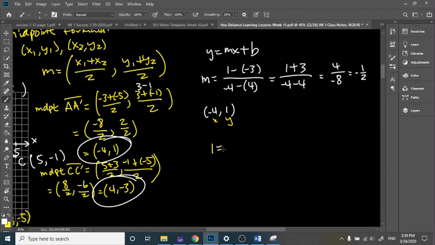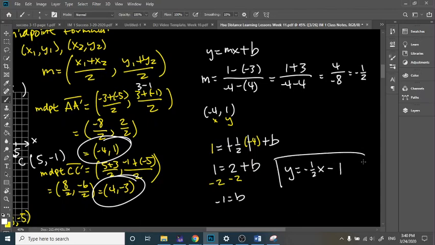So you have 1 equals m is -1/2, x is -4, plus b. Okay, so 1 equals -1/2 times -4. The negative times the negative is going to be a positive, so that we have half of 4, which is 2, plus b. Subtract 2 because we want to get b alone. We get -1 equals b. So that means we have y equals -1/2 x minus 1.